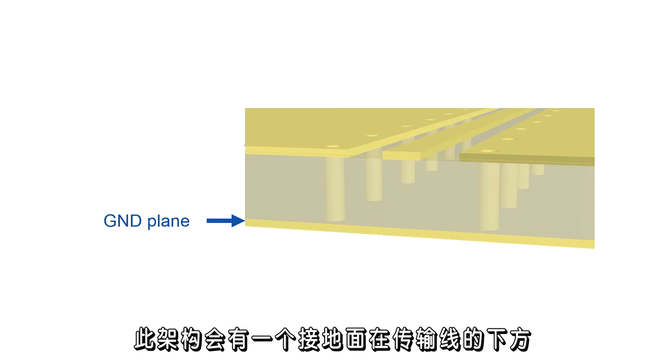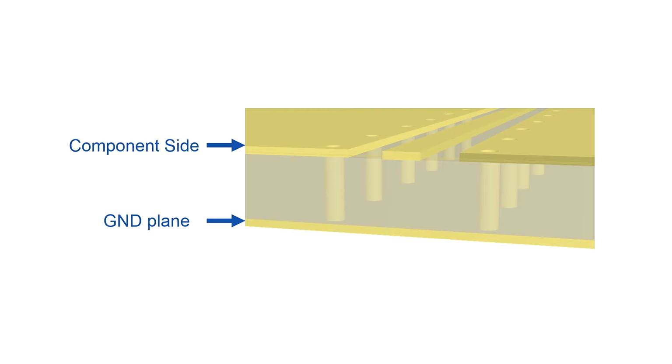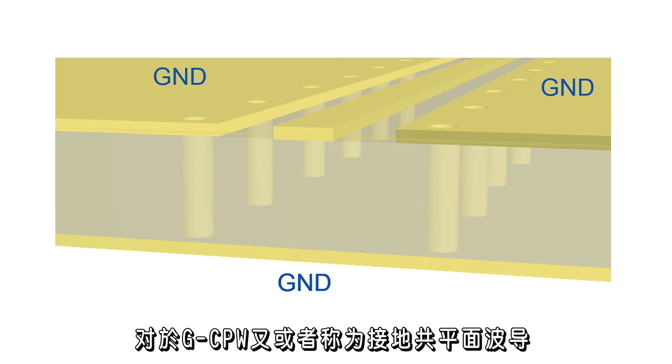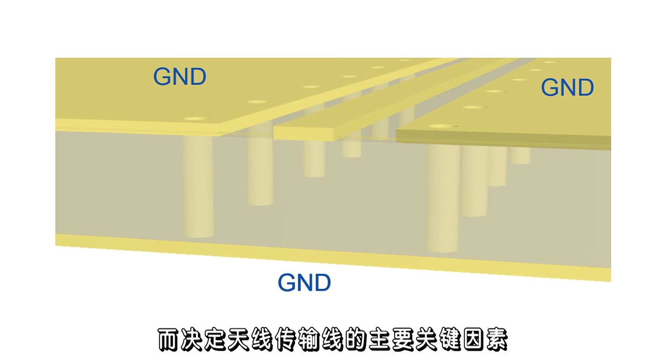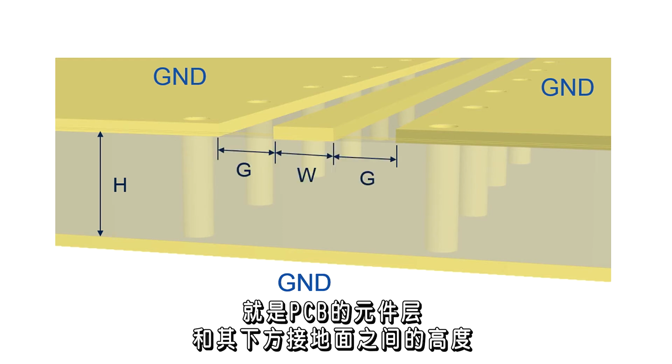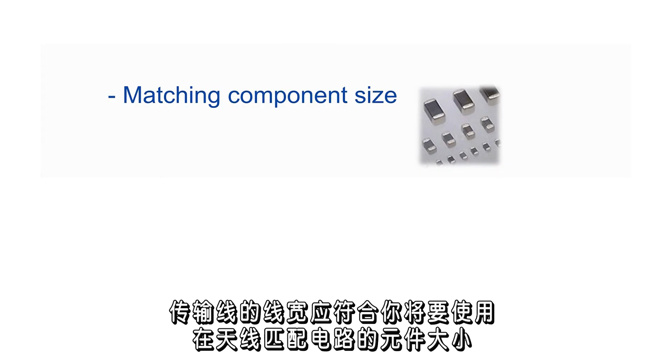This is constructed using a ground plane under the feed and adjacent grounds either side of the feed. For a GCPW, or grounded coplanar waveguide, the dimensions have to be calculated correctly for the PCB stack-up used. So the main defining feature to use when deciding the antenna feed is the height between the component layer and the ground plane below. You also need to take into account other aspects such as matching component size. The transmission line width should be suitable for the component sizes you are planning to use for the antenna matching circuit.